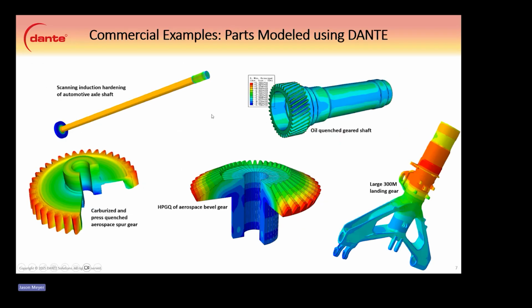And here are some commercial examples of parts we've modeled using Dante. We did a scanning induction of an axle shaft. You can find a good case study of that on our website. We do a lot of gears, oil quench geared shafts, spur gears, bevel gears, and these usually have issues with distortion that we need to control, and that's why we use our software to model these. Again, large landing gears as well. This one really modeled the immersion quenching process, which is really important for capturing the bow distortion from this type of process.